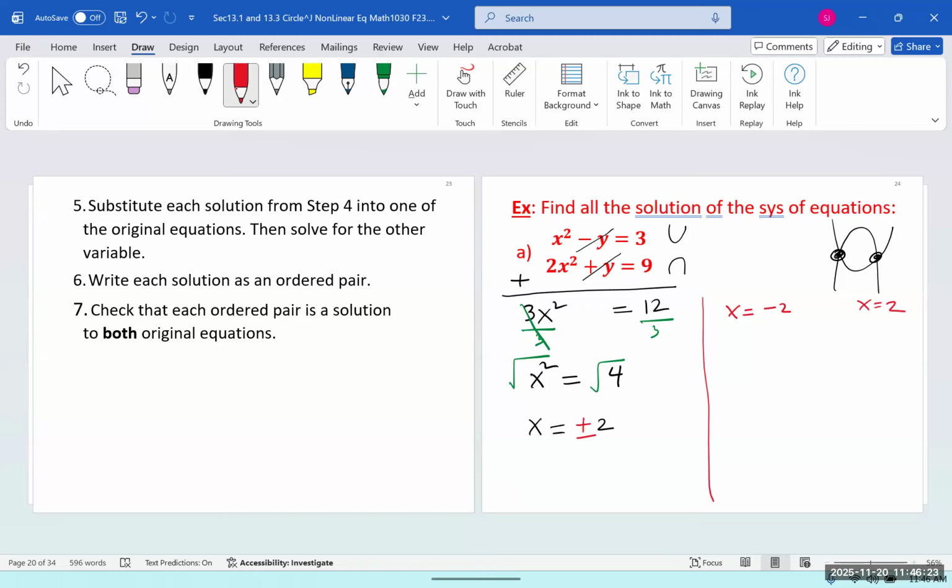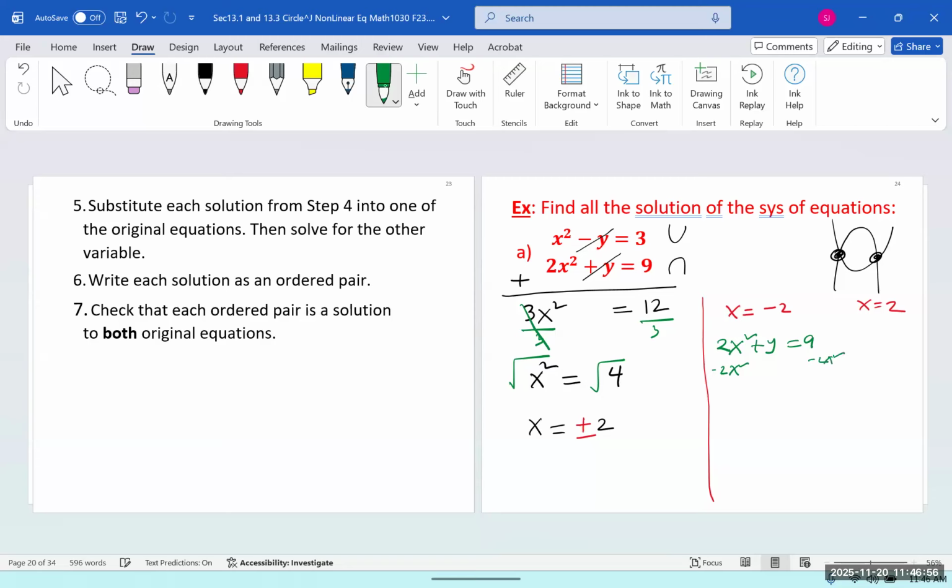And then you choose the easiest equation. Which one is easiest? The second one, because then you don't have to reconsider all the signs. Too much work. That's smart. Can we do the second one, please? Okay. So we have 2x squared plus y equals 9.